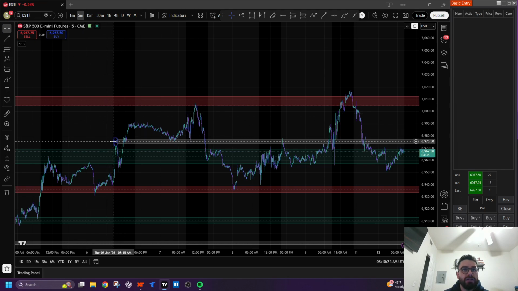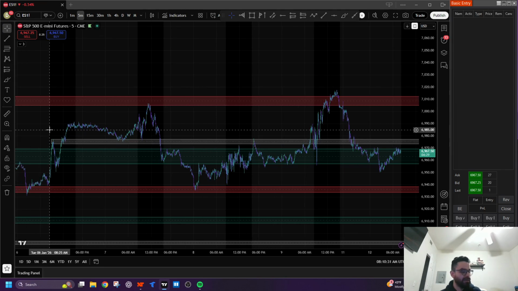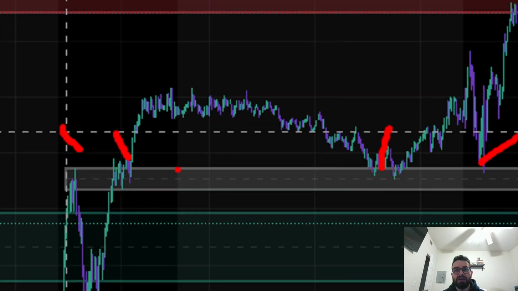So as you can see, if we check over here, we have resistance, support, support, support, then we break through, then we have resistance, resistance, and over here it becomes a lot choppier.